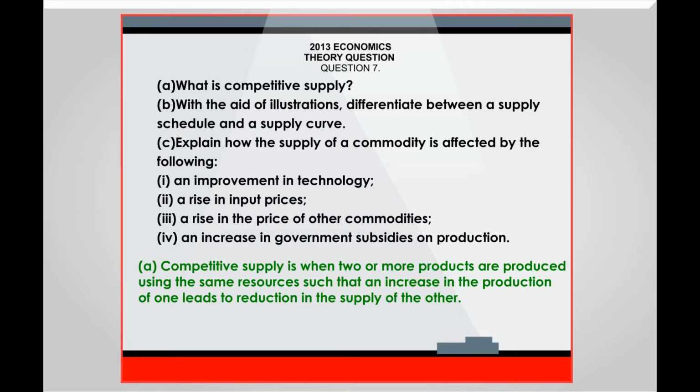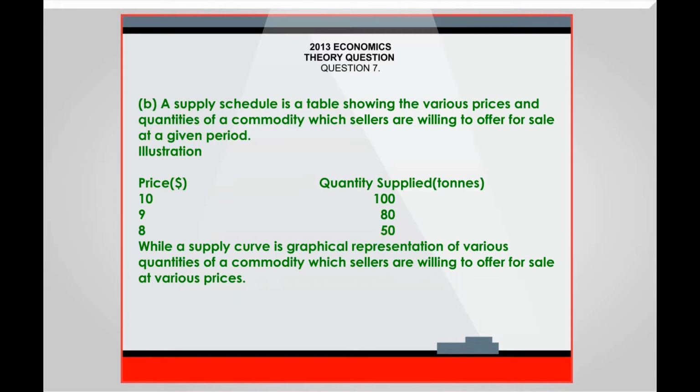A. A competitive supply is when 2 or more products are produced using the same resources, such that an increase in the production of one leads to reduction in the supply of the other. B. A supply schedule is a table showing the various prices and quantities of a commodity which sellers are willing to offer for sale at a given period. Illustration: prices in dollars, quantity supplied in tons. At $10, quantity supplied 100. At $9, quantity supplied 80. At $8, quantity supplied 50.